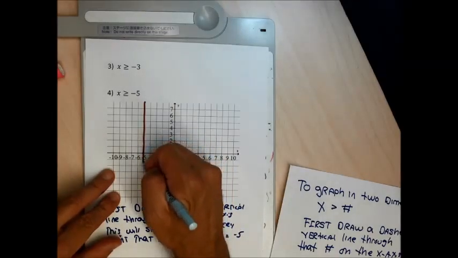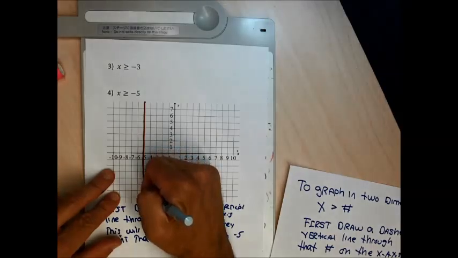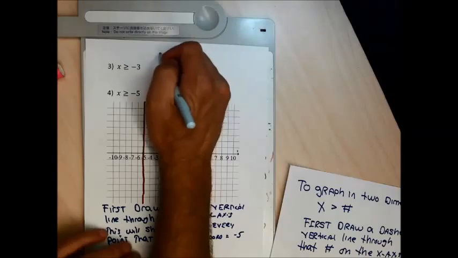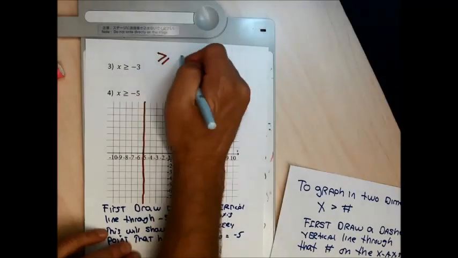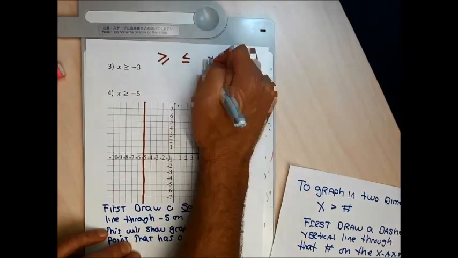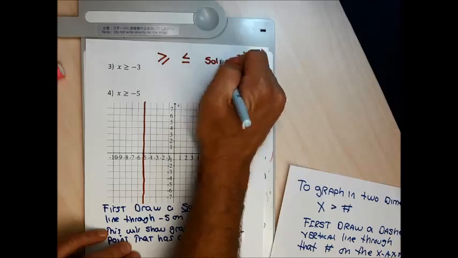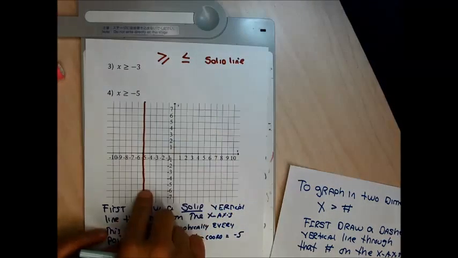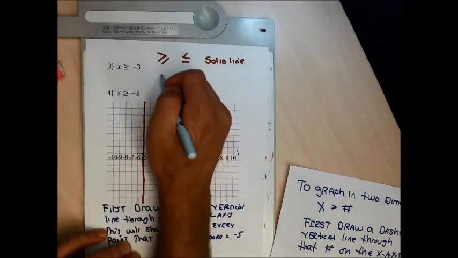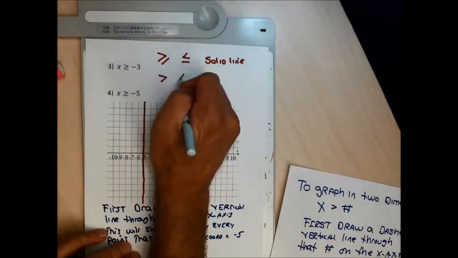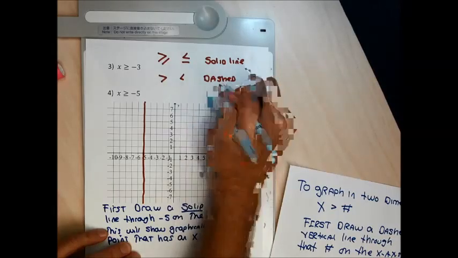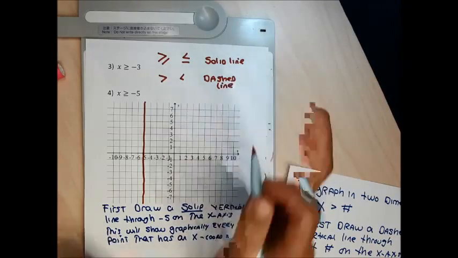So for each of the problems that we're going to do in this section, the first step is going to be to draw a line. If it's a greater than or equal to or less than or equal to, I'm going to draw my line as a solid line because I want to include the points on the boundary. And if my inequality is a greater than or a less than, I'm going to draw a dashed line because I don't want to include the points on the boundary.